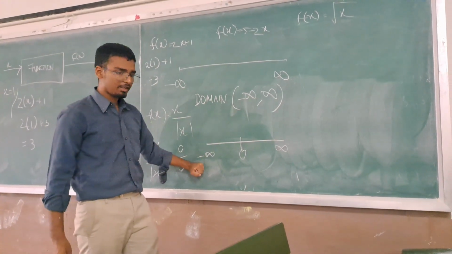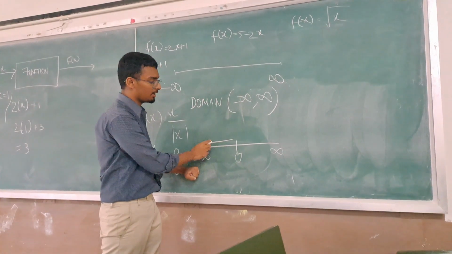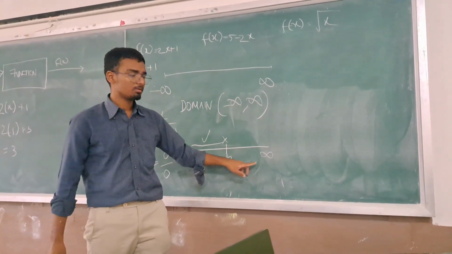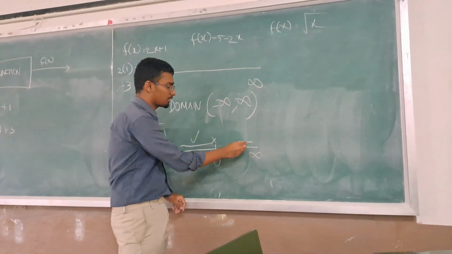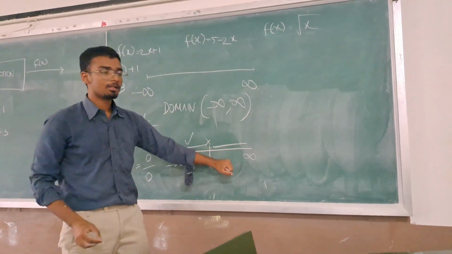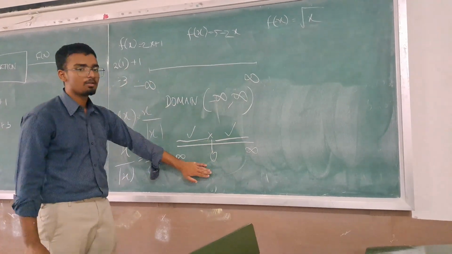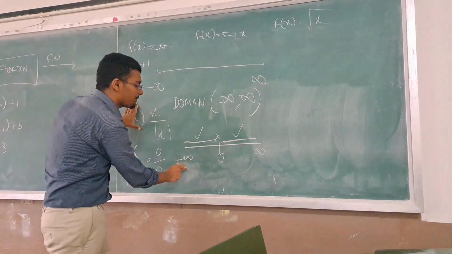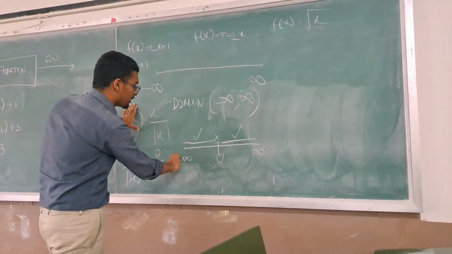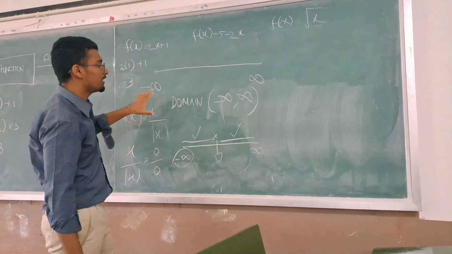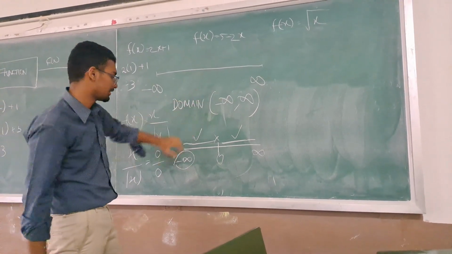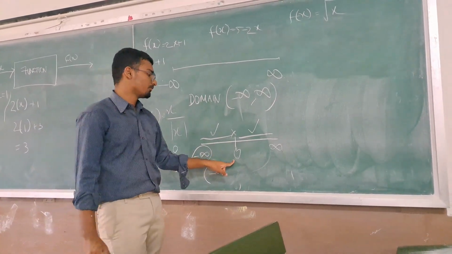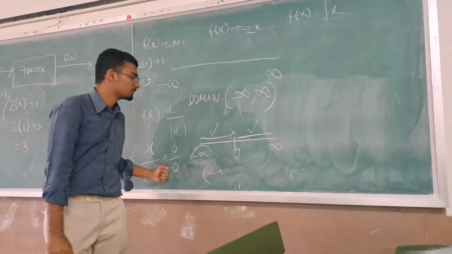From minus infinity till 0, we are including all the terms except 0. From above 0 to infinity, we are including all the terms. So except 0, we are not including it in this problem. I will show you how it works. From minus infinity to 0, we are not including infinity, so we are opening with these circular brackets. Minus infinity till 0, 0 is not included in this.